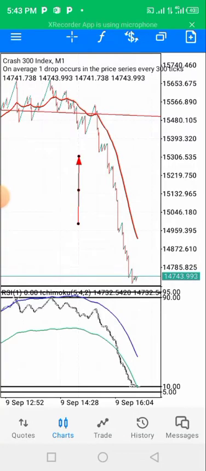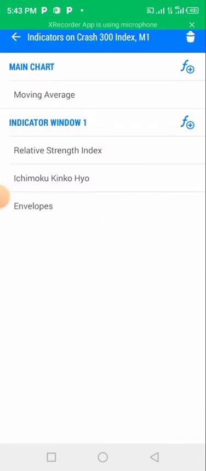The indicator window is the F symbol you're seeing here. The F symbol you're seeing on top here is the indicator symbol. So you click on the F symbol. The next indicator you'll be adding is Ichimoku.